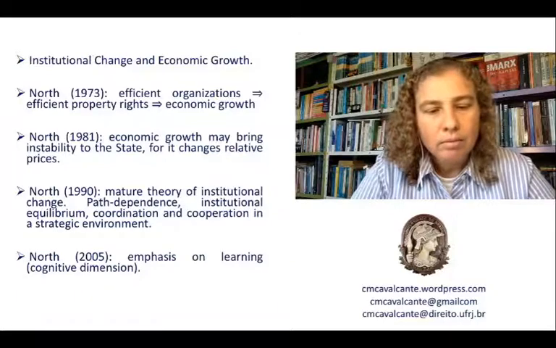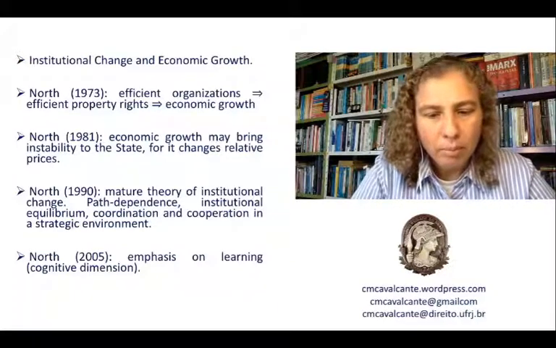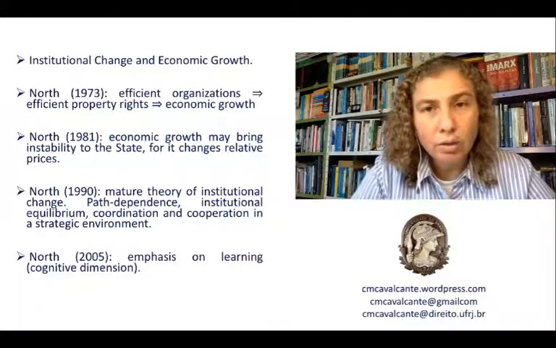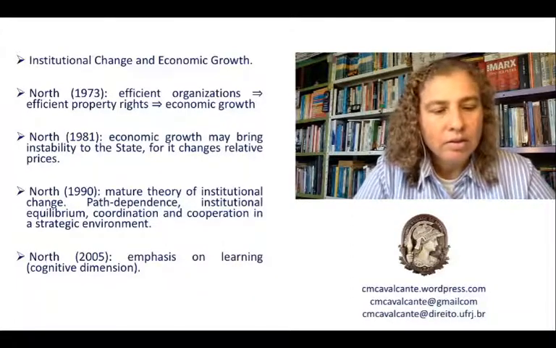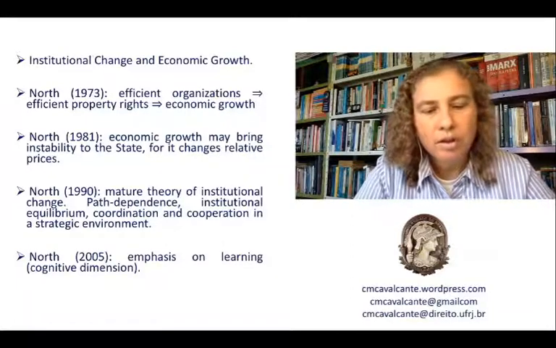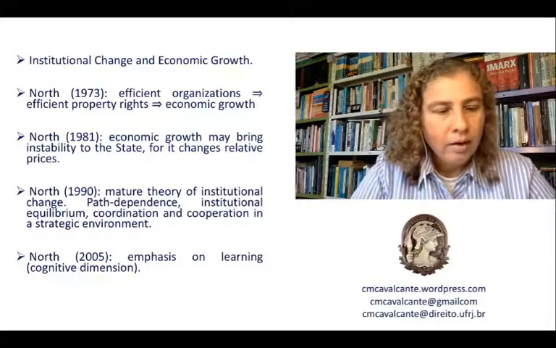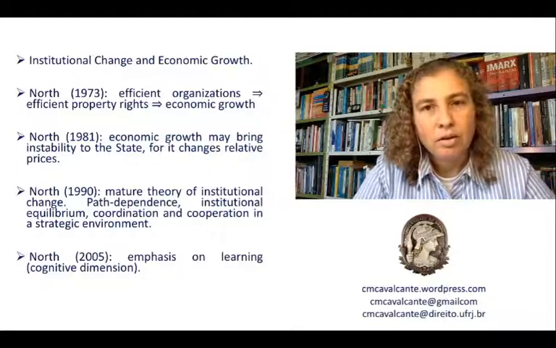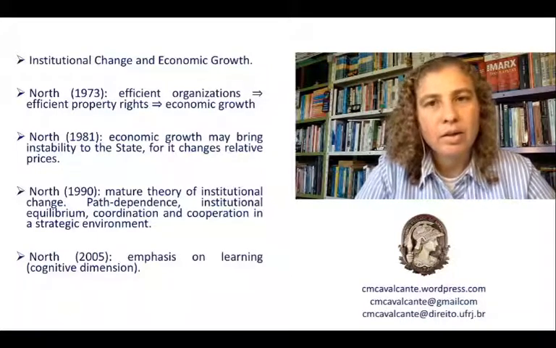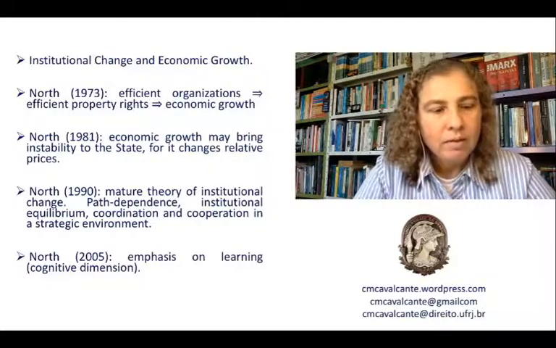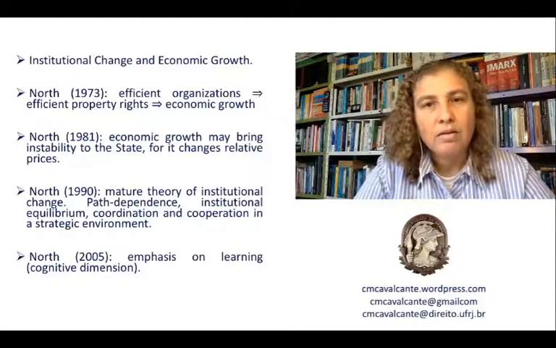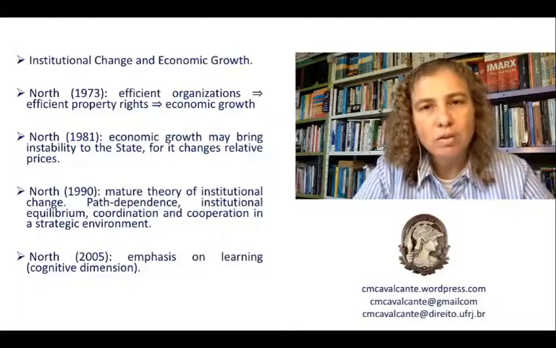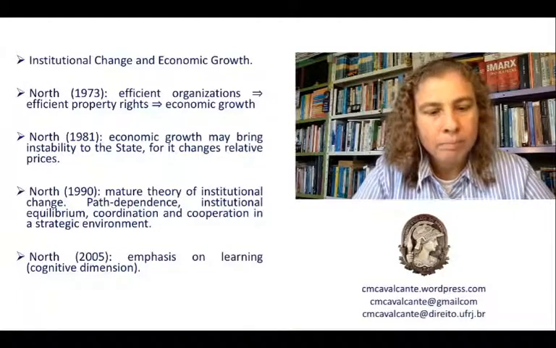In the 1973 book, the argument is very straightforward. Efficient organizations develop efficient property rights that lead to economic growth. In this vision of economic dynamics, the state is a single ruler that simply makes it happen, that provides efficient institutions that lead to economic growth.